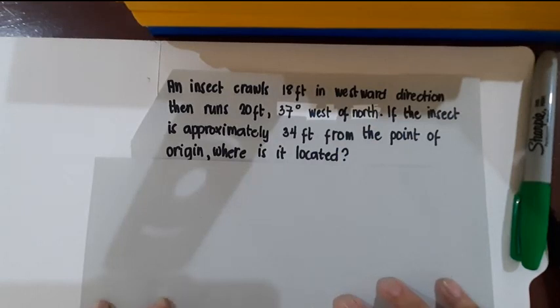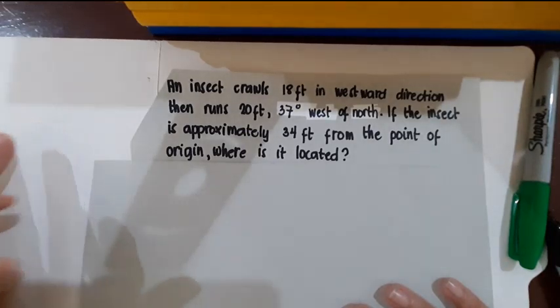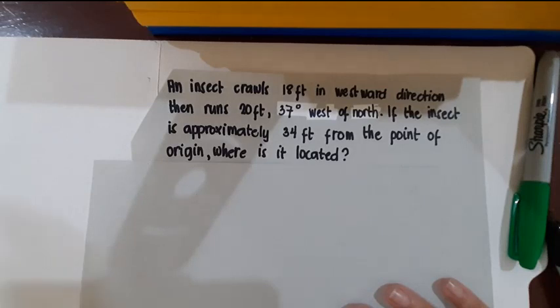Okay, so for the next example: an insect crawls 18 feet in the westward direction, then runs 20 feet, 37 degrees west of north. If the insect is approximately 34 feet from the point of origin, where is it located? So here you are given three displacements.